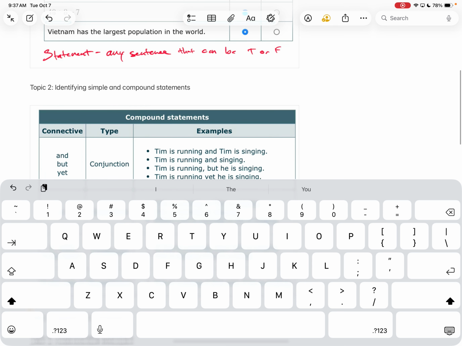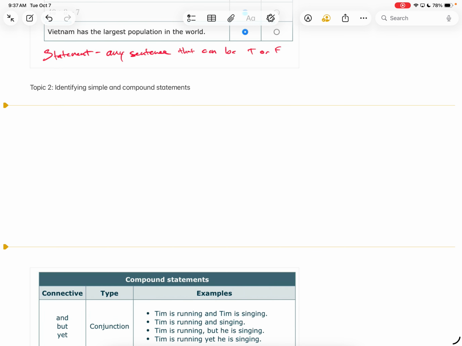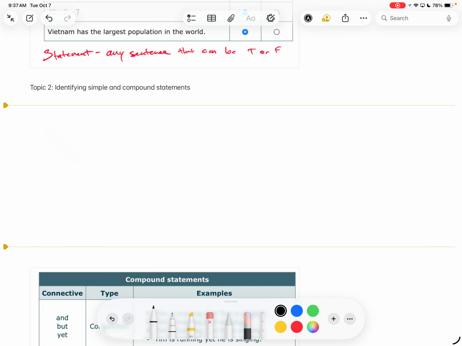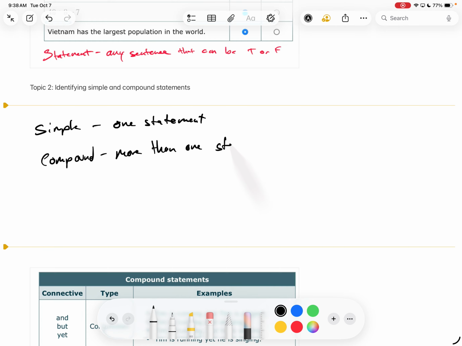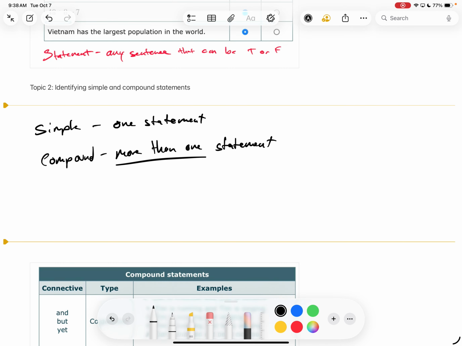And let's write this real quick because we didn't write this. Simple is one statement, and compound is more than one statement. I think that actually the way they say it is two or more. I don't know, more than one should work too. All right, so let's go to the question actually. Back to the question.